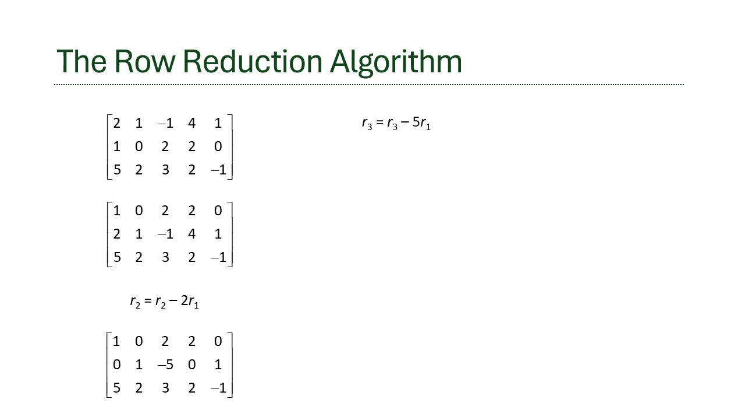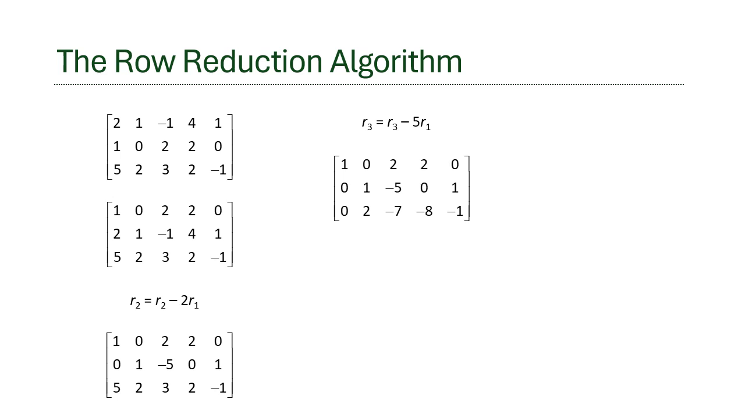To do that, I will multiply row 1 by -5 and add its values to row 3. Right? Doing that gives me this matrix. And now we're done. Right? We have reduced everything below the pivot to 0.